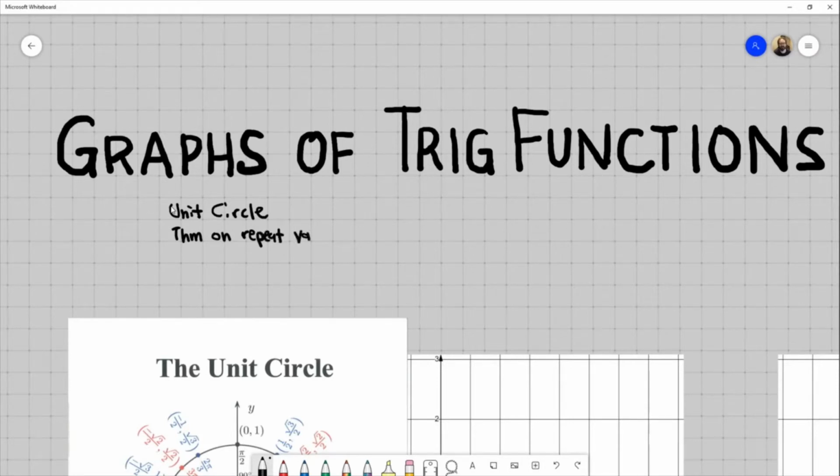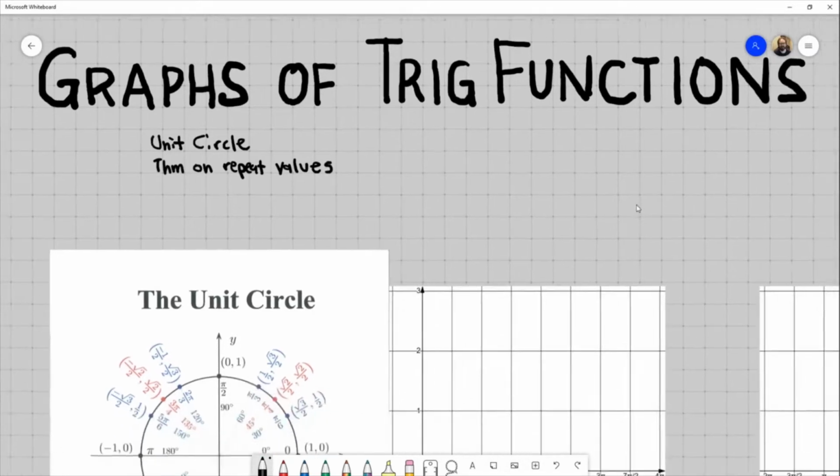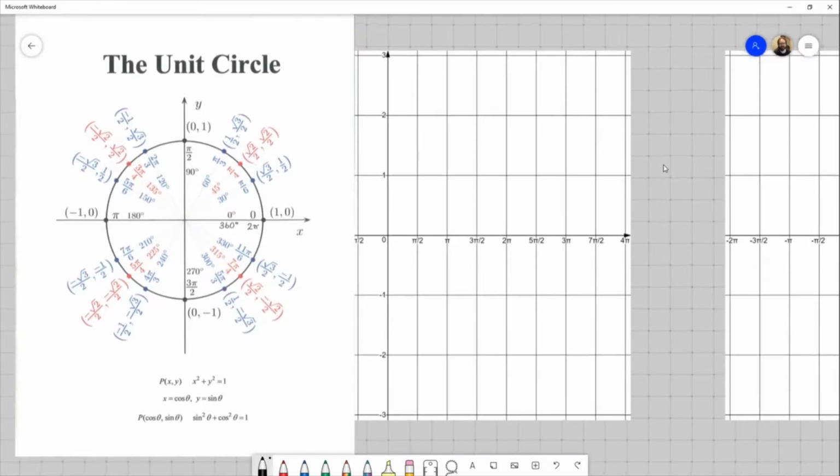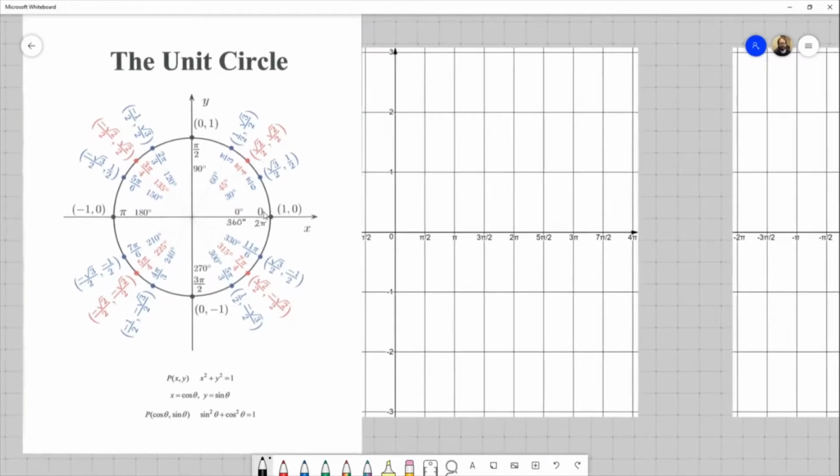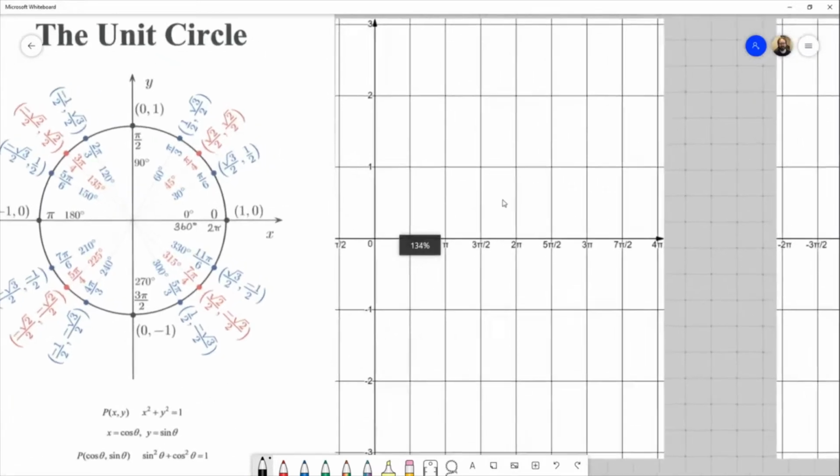So we're going to first focus on the three primary trig functions: sine, cosine, and tangent, and then look at their reciprocals afterwards. So first, let's look at the graph of sine. So we've got our unit circle here. We're going to be working with radians. Whenever we're doing functions of real numbers, we need to be thinking about radian mode when we're referring to our unit circle or anything involving angles.